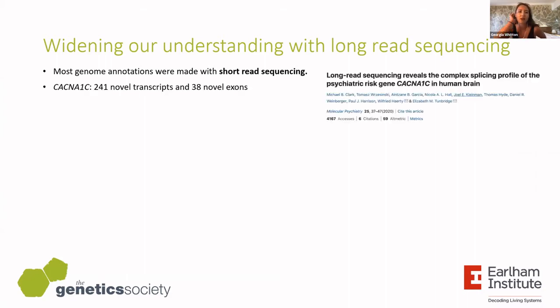So the group that I've been working in before I came along, they used long read sequencing on this one single gene, CACNA1C, and they were able to find 38 novel exons. So if we're caring about what's happening with these exons, we want to be able to know the other exons that we can't even detect at the moment.